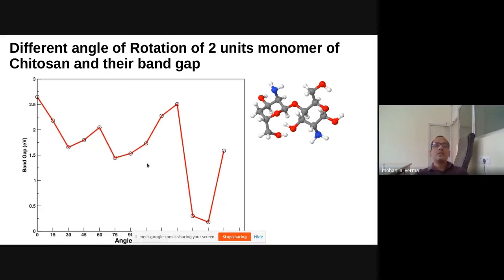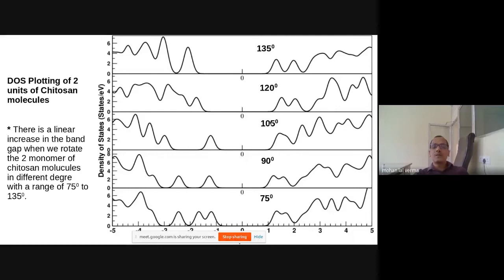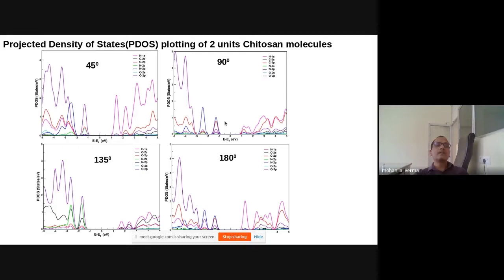So this is the DOS plot, and we are also observing the drastic change in its band gap with the rotation in this one. The previous plot is related to the band gap, and this is the projected density of states for the 2 units of chitosan.